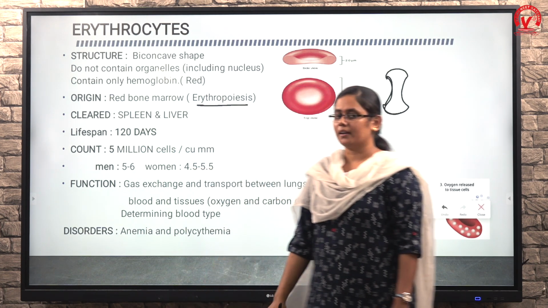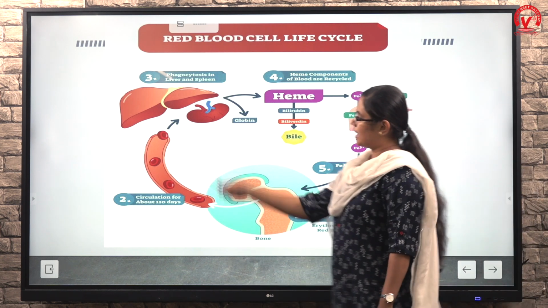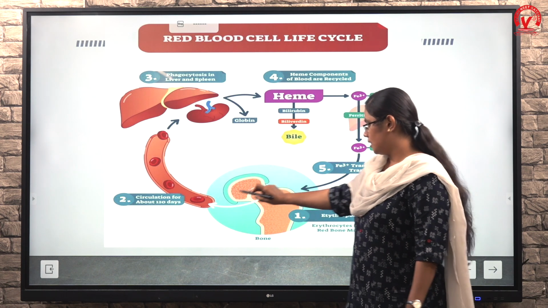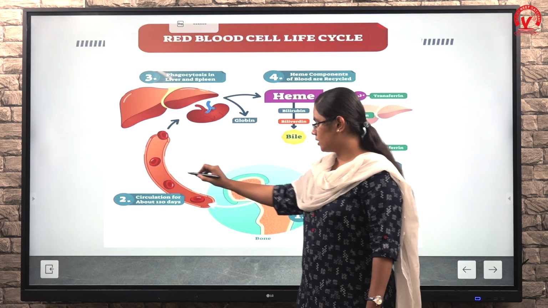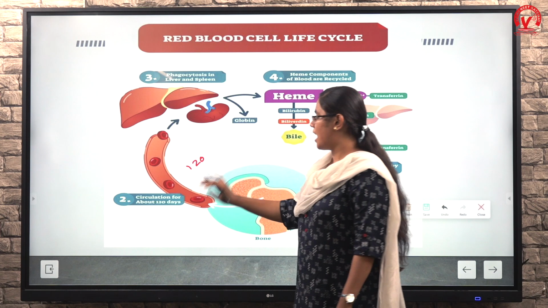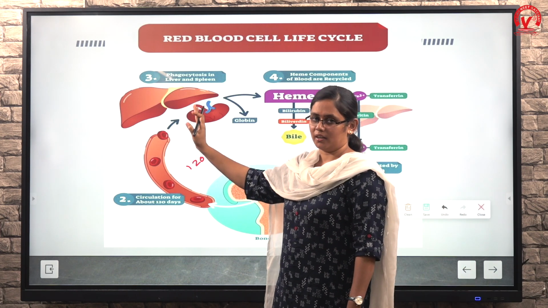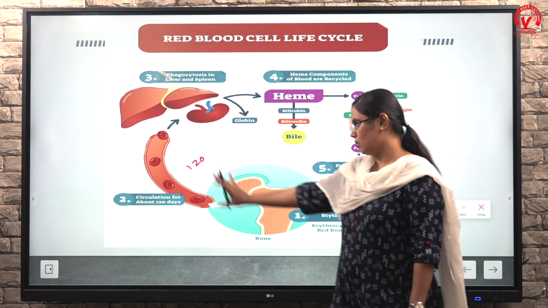Next, lifespan. So this is the life cycle of RBC. RBC is produced from bone marrow. They circulate inside the blood for about 120 days. After the circulation, they reach the spleen or liver and they get destroyed. So this is the lifespan of RBC.